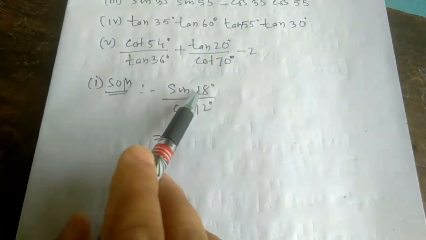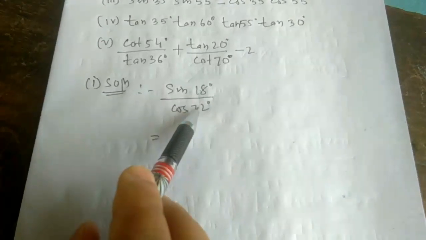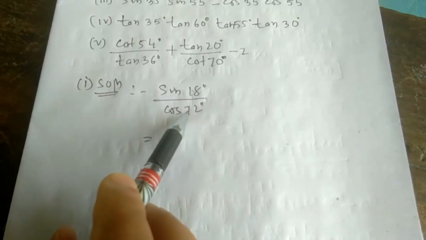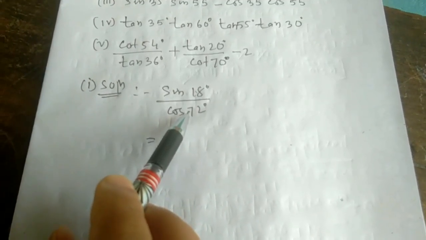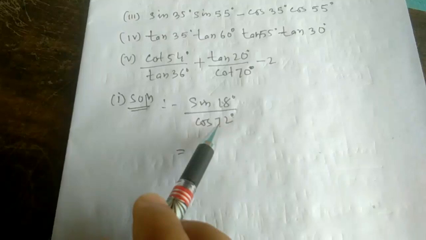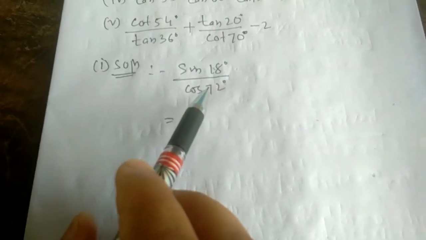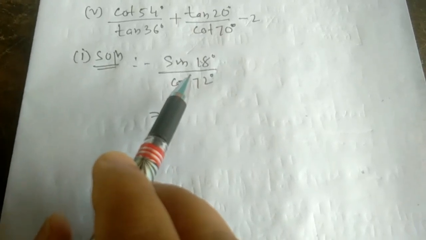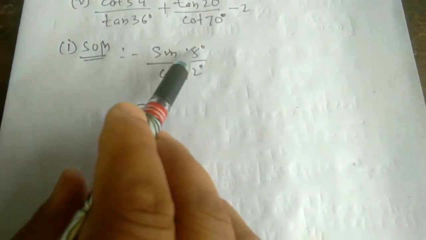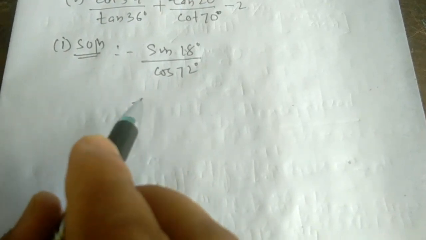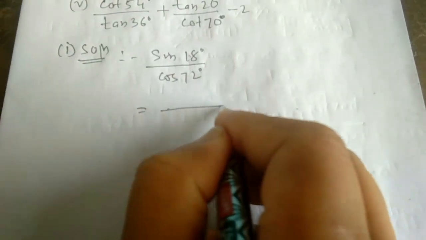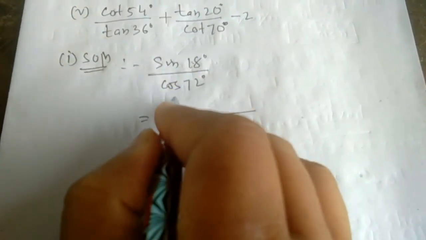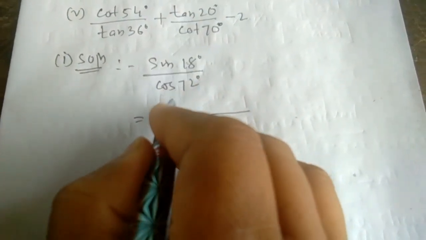First, you have to see how many angles are here. Here two angles, 18 degree and 72 degree, and both are less than 90 degree. If both are less than 90 degree and two angles are there, you have to apply the complementary formula in any one of the two angles, either in 18 degree or in 72 degree. It is up to you. So let me apply the complementary formula in the numerator, that means in 18 degree.